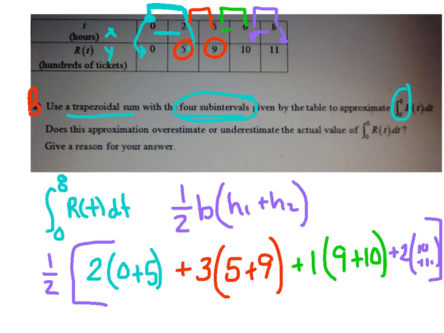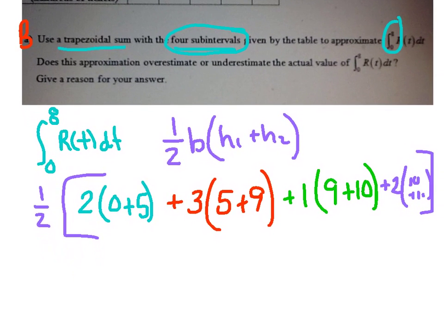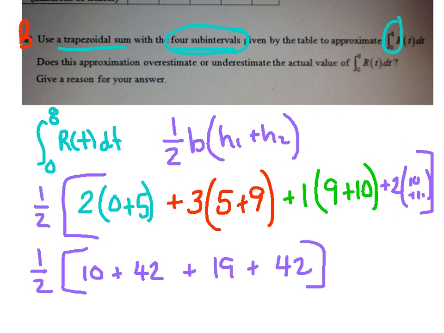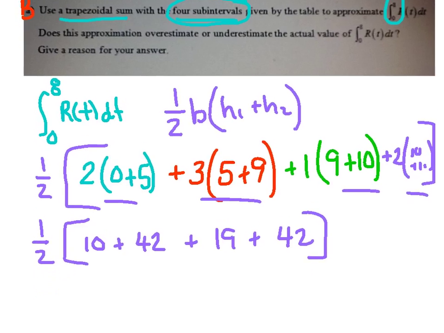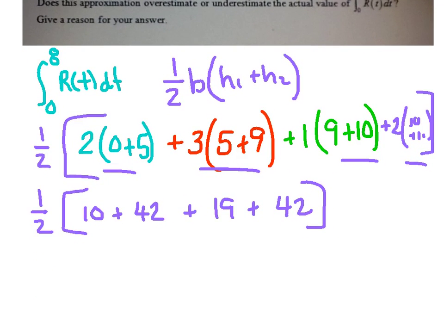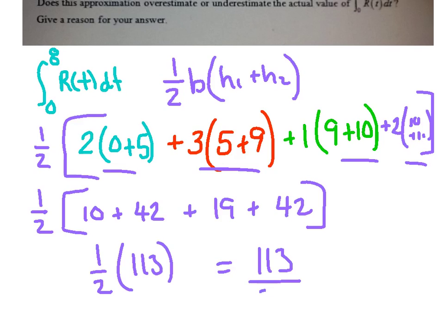Okay, now I'm just going to do some simple math and hopefully get the correct answer here. So I've got my 1/2, I've got a 10, 42, 19, and 42. Add those up, and I believe that's 113 times my 1/2. So I would say I have 113 over 2. All right, so it said use the trapezoidal sum to approximate that answer. So that's what that's giving me.